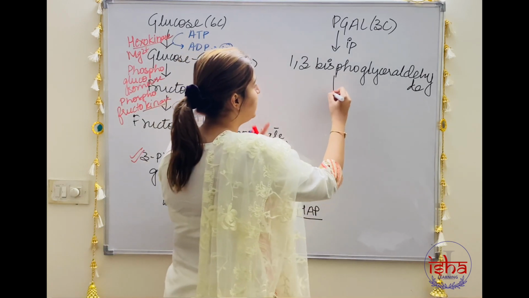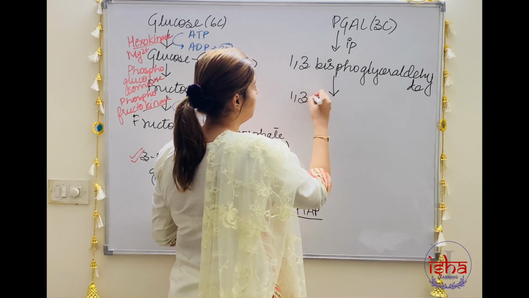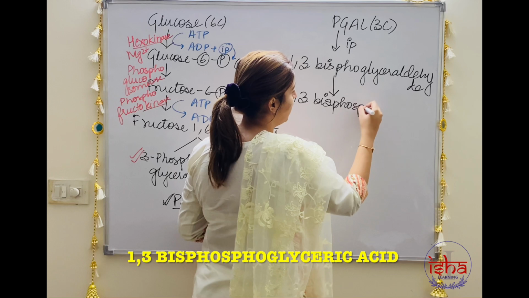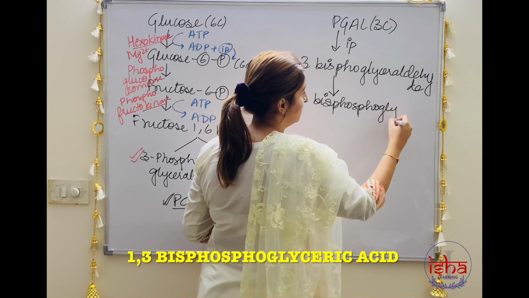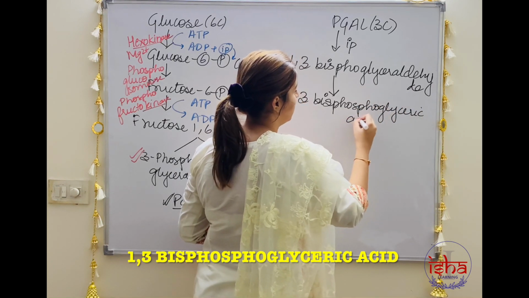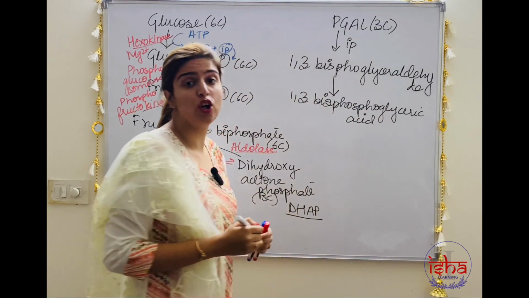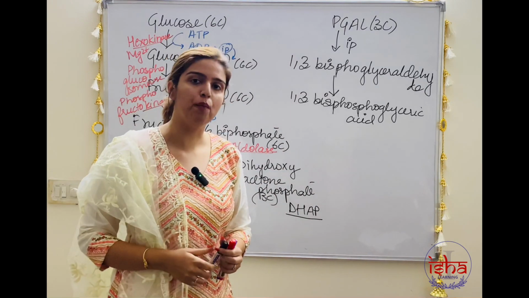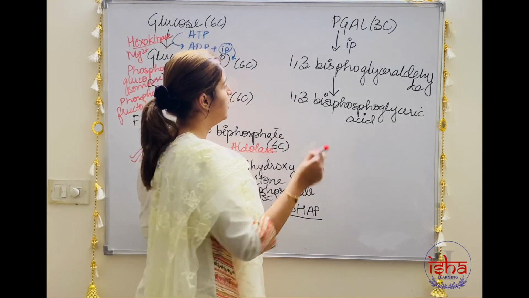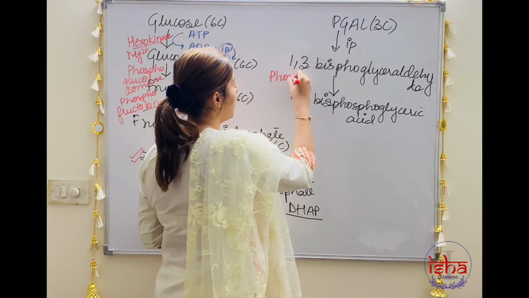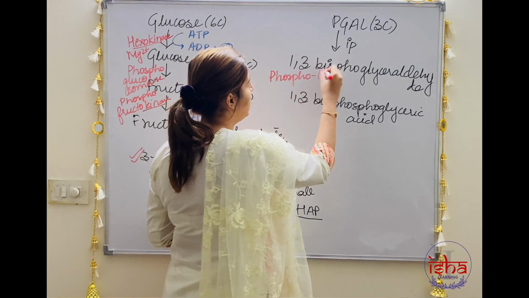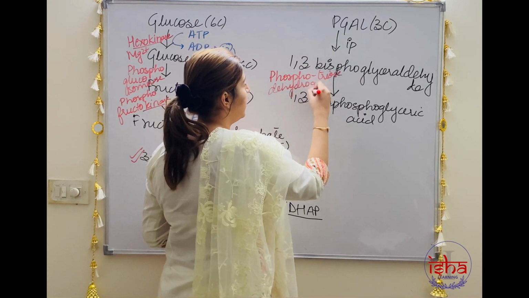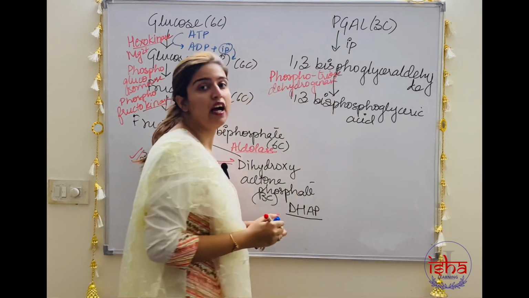So in this oxidation reaction, this is going to get converted into 1,3-bisphosphoglyceric acid. So the aldehyde just got oxidized to the glyceric acid form. The enzyme involved here is phosphotriose dehydrogenase because this is a dehydrogenation reaction, addition of oxygen and removal of hydrogen.